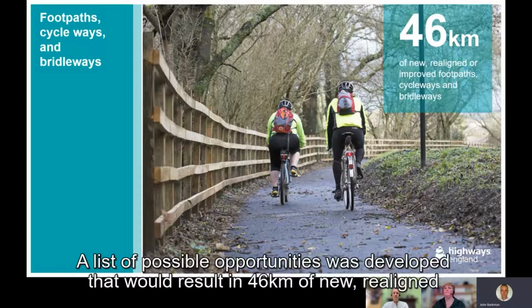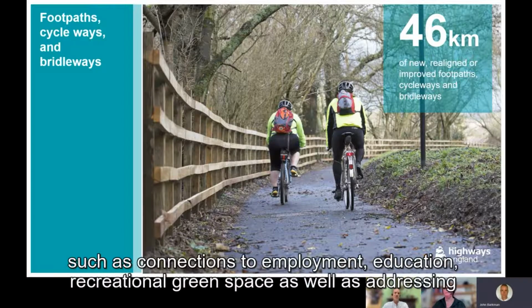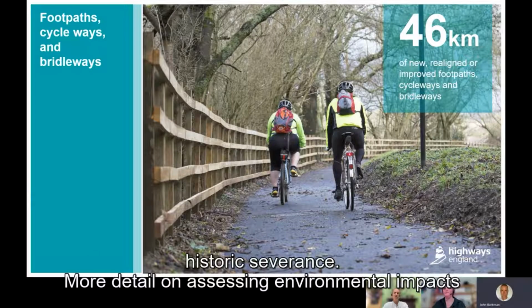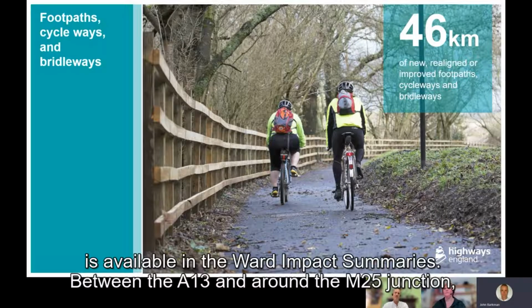A list of possible opportunities was developed that would result in 46 kilometers of new, realigned or improved footpaths, cycleways and bridleways. In determining these, we considered factors such as connections to employment, education, recreational green space, as well as addressing historic severance. More detail on assessing the environmental impacts and mitigation is available in Chapter 5 of the Operations Update, and local information is available in the ward impact summaries.